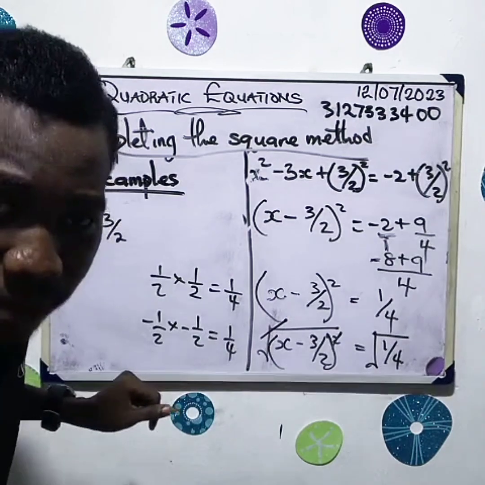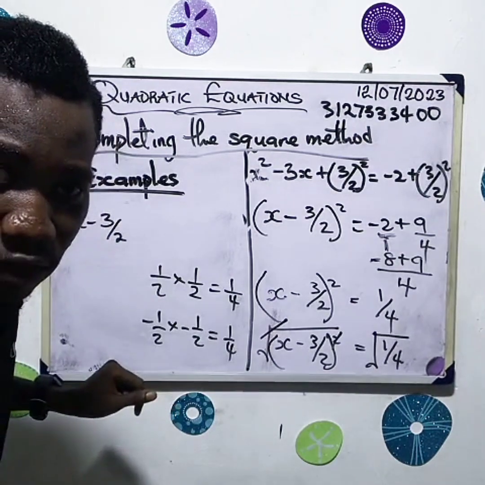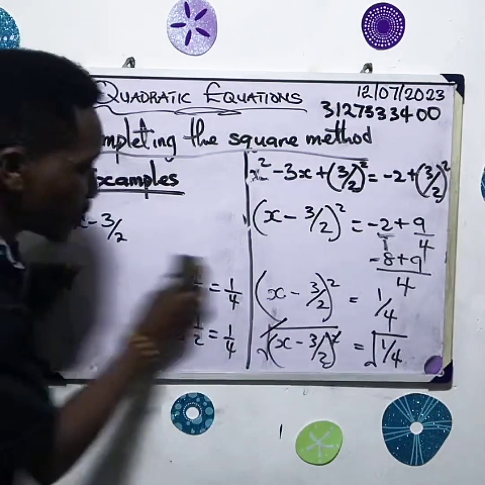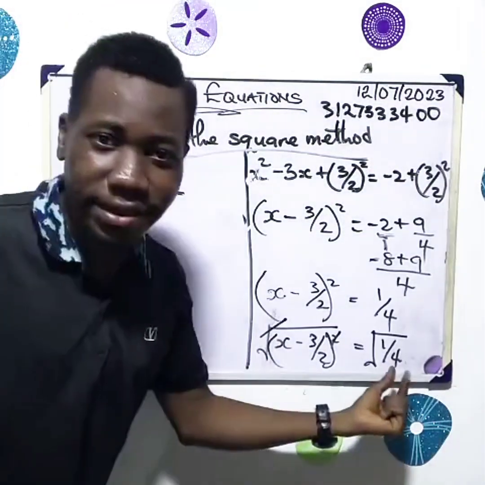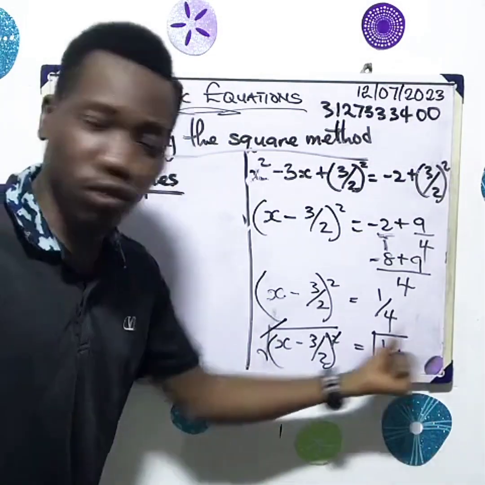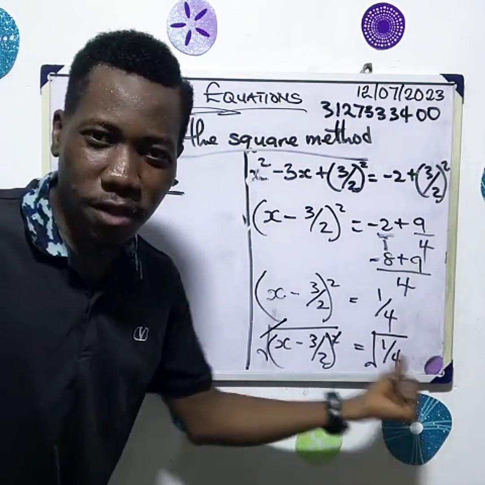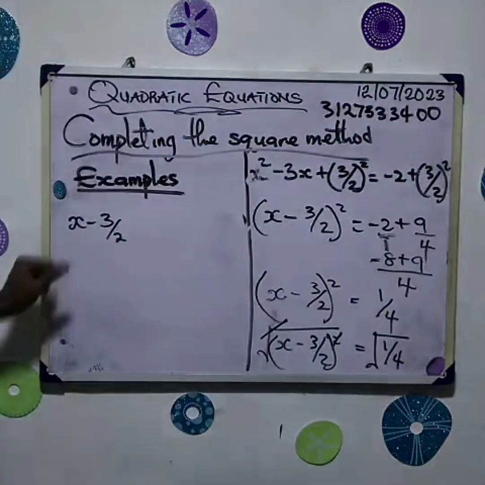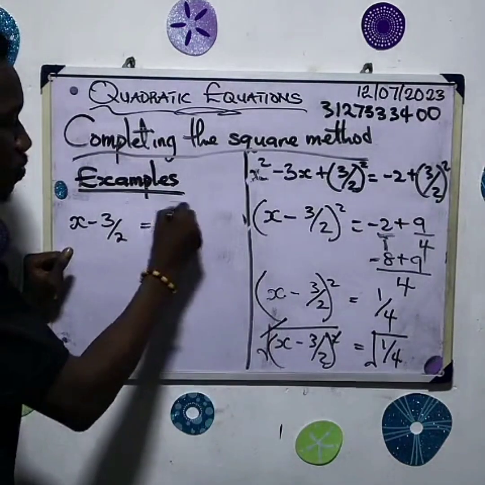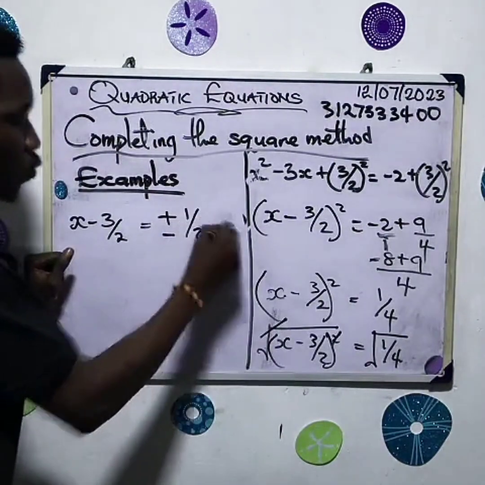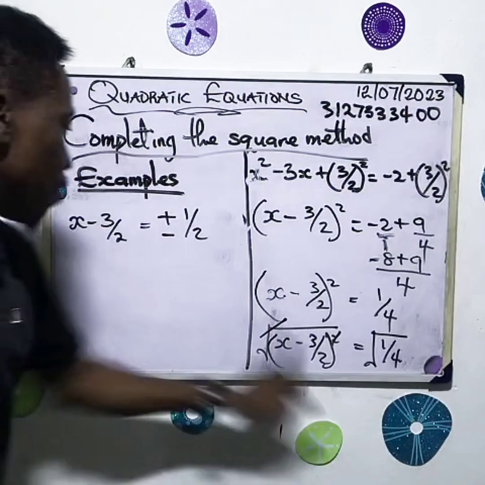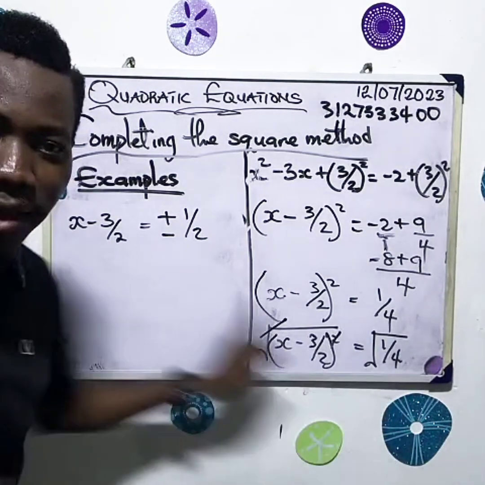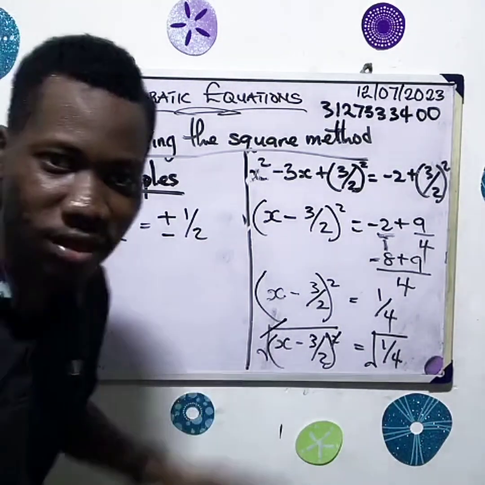Now 2 times 2 will give us 4. But at this level we should also know that minus 2 times minus 2 will also give us 4. So the square root of 4 is either plus 2 or minus 2, right? So the square root of 1 over 4 is not just 1 over 2. It is also plus or minus 1 over 2. So 1 over 2 times 1 over 2 will give us 1 over 4, and also minus 1 over 2 times minus 1 over 2 will give us 1 over 4. Do you understand what I just said? When you have a square root of a number, it could be positive, it could be negative. So that will give us x minus 3 over 2 equals plus or minus 1 over 2.